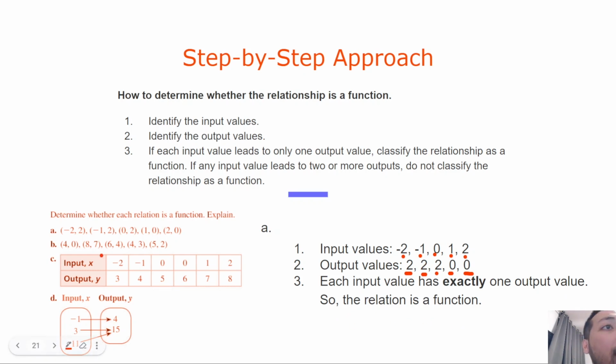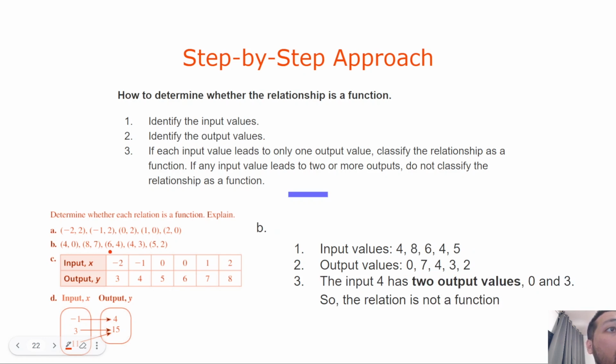Now let's look at this second one over here. We can see we have these inputs 4, 8, 6, 4, 5. So the input values are 4, 8, 6, 4, 5. We can see that these two values are the same. So these two inputs are giving two different outputs. So this 4 is giving 0. At the same time, 4 is giving 3. So you cannot have a single input giving two different outputs. So this relation is not a function.